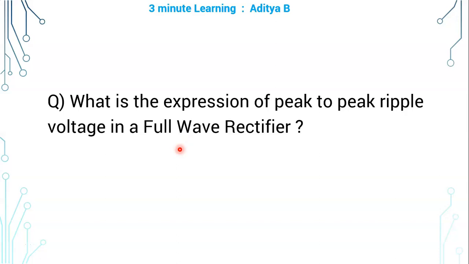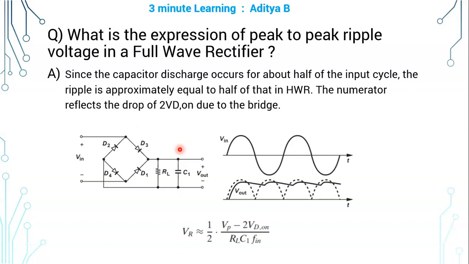What is the expression of peak-to-peak ripple voltage in a full wave rectifier? The difference between the output waveforms of a half wave rectifier and a full wave rectifier is that in the output of half wave rectifier only positive half cycles will be present. So in the input signal, wherever there are negative half cycles, at that time output would be 0. Whereas in case of full wave rectifiers, even the negative half cycles are rectified and are flipped and presented at the output. For example, this one and this one.